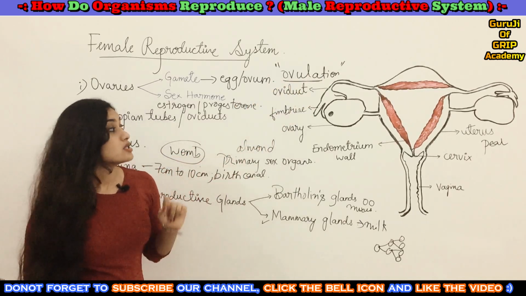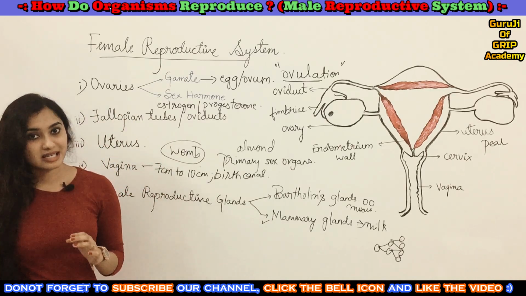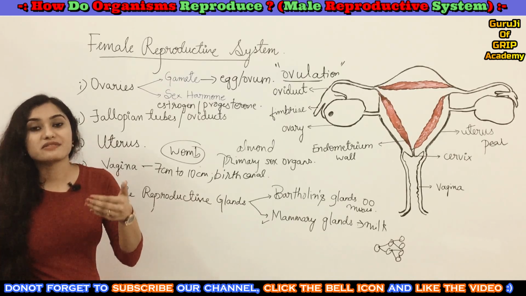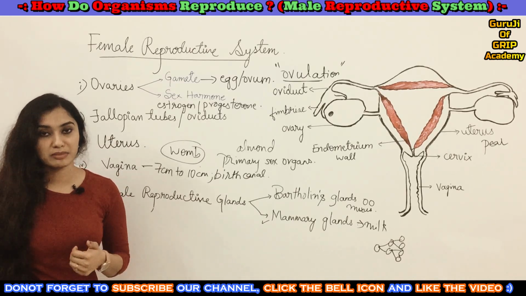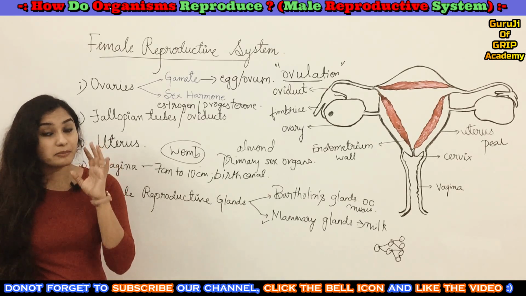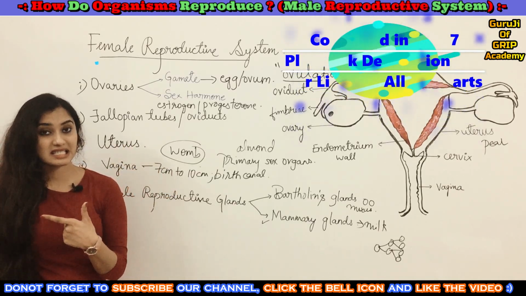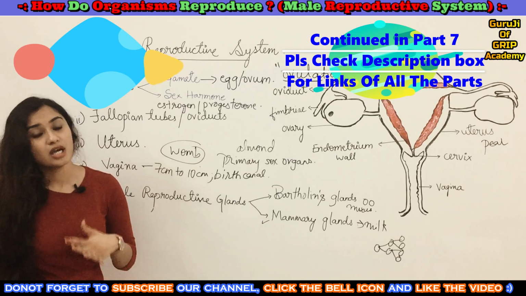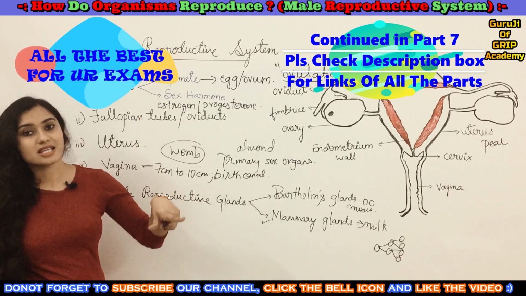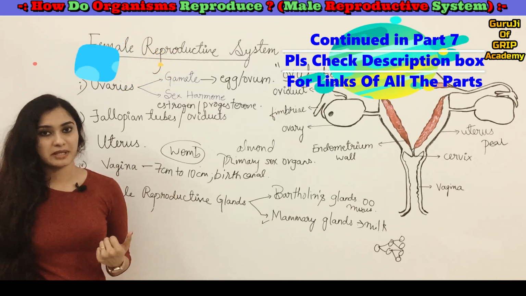Clear, right? So this is all about the female reproductive system. Now let us understand how a baby is formed, or how a new individual is formed in human beings. For that, you should know the parts of the female as well as male reproductive system in detail, which we have already covered. So now it will be very easy to understand how fertilization occurs and how a new individual is formed in human beings.